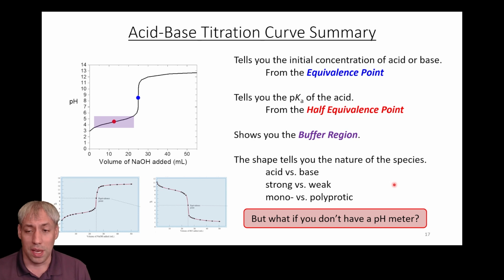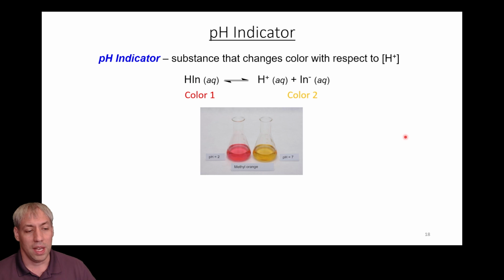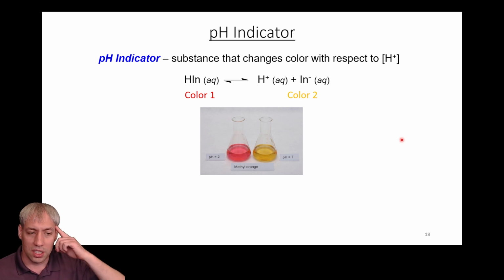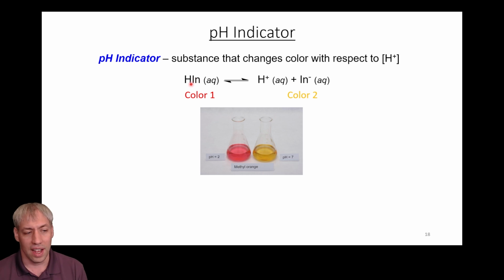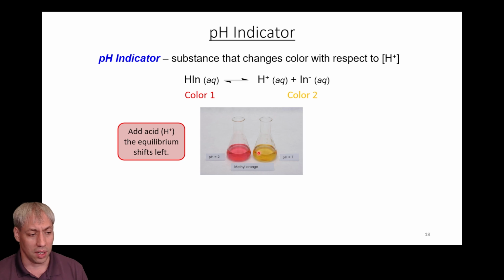But what if you don't have a pH meter and you don't get pretty graphs like this and you still want to know the concentration? That's where pH indicators come in. All a pH indicator is, is basically a color change that's associated with pH. So you have some species, we're going to say IN, shorthand for indicator, and that IN is going to donate an H plus and make the conjugate base, and that's going to have a different color. And so the acid and the base form have different colors, and we can use that color change to figure out what the pKa of that acid is, or what the equivalence point is.